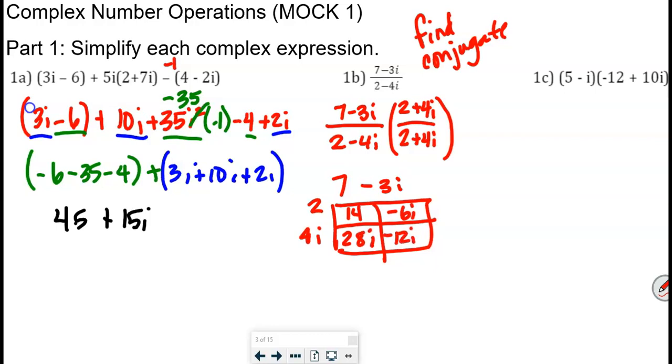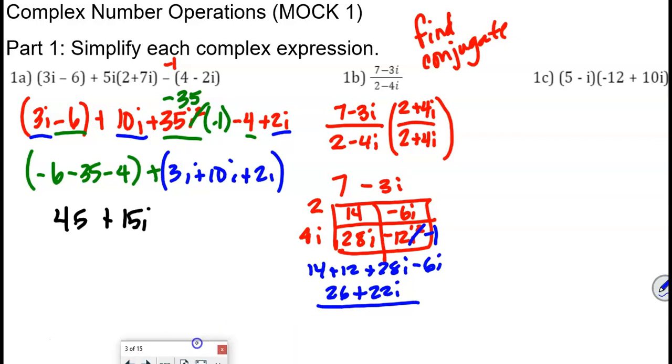Recalling again, the i squared becomes -1. So now that's going to be a positive 12. So we're going to get 14 plus 12, and then we've got our plus 28i minus 6i. So we're still working on our numerator here. 14 plus 12, that's 26, and 28i minus 6i is 22i. Now that goes over our denominator.